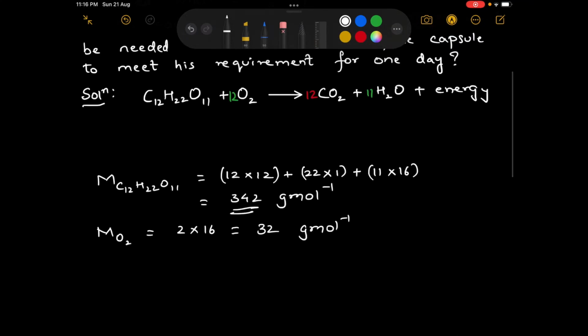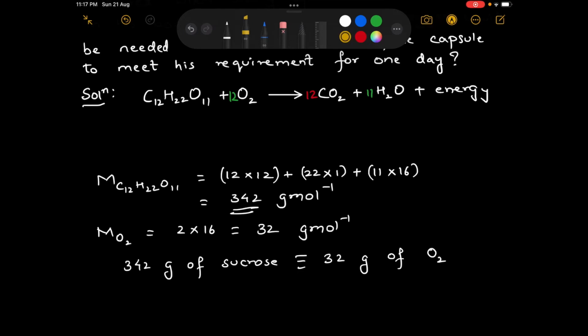Now we can write down the relationship between the mass, standard mass I mean to say, of sucrose, that is 342 grams of sucrose will correspond to 32 grams of oxygen gas. But as you can see in the reaction, we are having 12 moles of oxygen. So since the stoichiometric coefficient is 12, what we are going to do is 12 multiplied by 32 grams of oxygen.